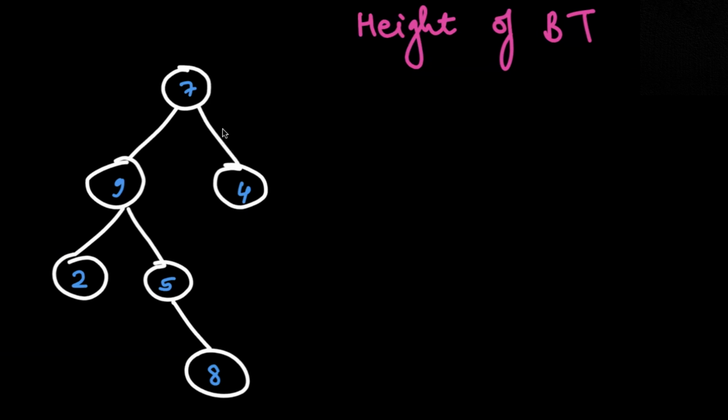Okay, let's start. So here is one tree. I have created a binary tree. That means a tree that has at most two children. 7 has two children, 9 and 4. 5 has only one child, that is 8. So at most two children.